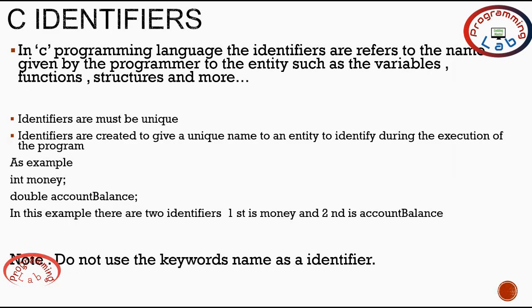C identifiers. In the C programming language, identifiers refer to the names given by the programmer to entities such as variables, functions, structures, and more. Identifiers must be unique. Identifiers are created to give a unique name to an entity to identify it during the execution of the program. As an example, int money, double account balance. In this example there are two identifiers, the first is money and the second is account balance. Note: do not use a keyword's name as an identifier.